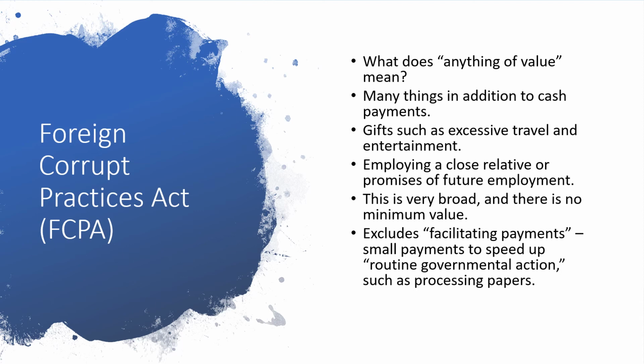Employing a buyer's child or promising employment would raise questions. This provision is very broad and there's no minimum value. It does exclude so-called facilitating payments, which are small payments to speed up routine government actions such as processing papers.